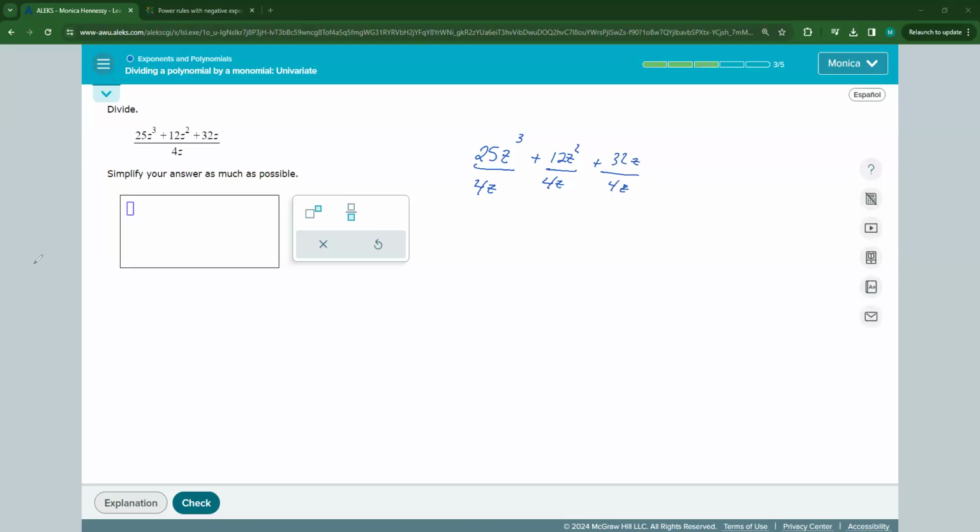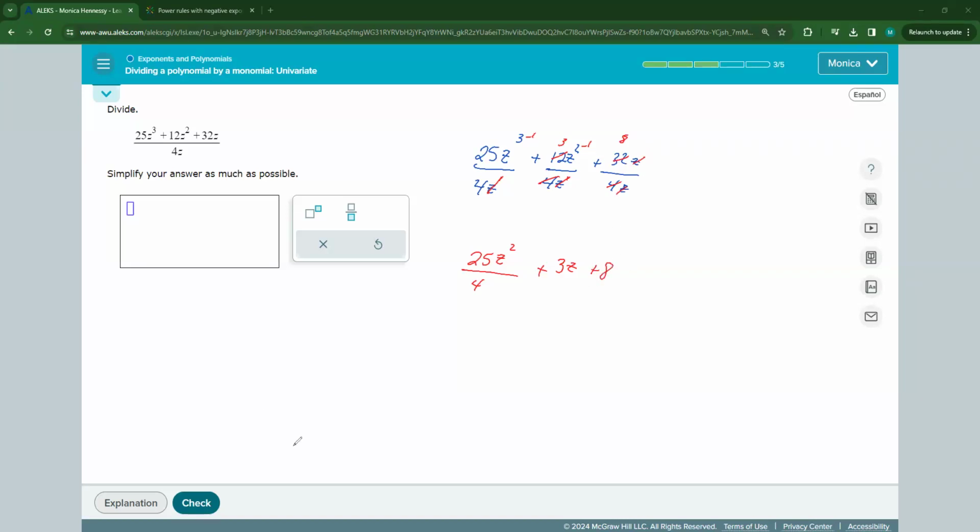Now, reducing each one of these fractions. 4 does not go into 25, so I'm stuck with 25 divided by 4. I have z to the third on top, z to the first on bottom. There are more on top, so 3 minus 1. I'm going to have z squared on top. All right, 4 goes into 12 3 times. I have z squared on top, z on bottom, so that is going to be more on top. So I have plus 3z, and then 4 goes into 32 8 times, and then my z's will cancel out, so I have plus 8.